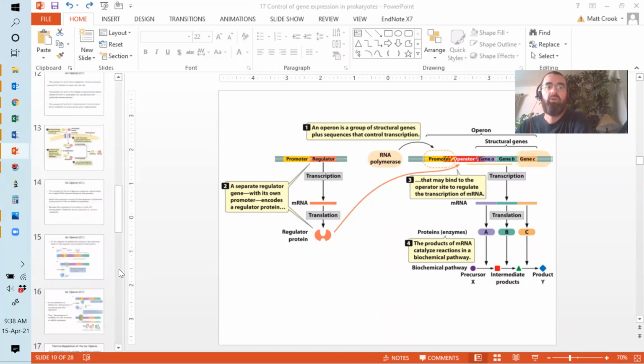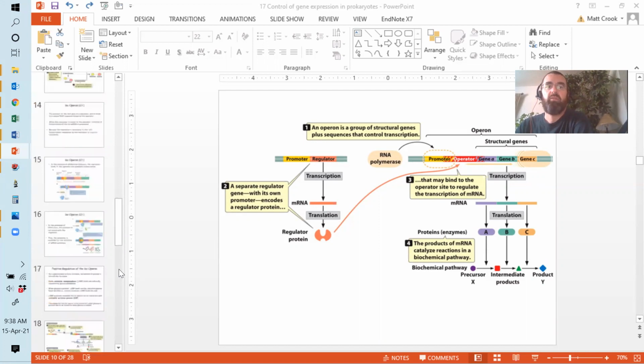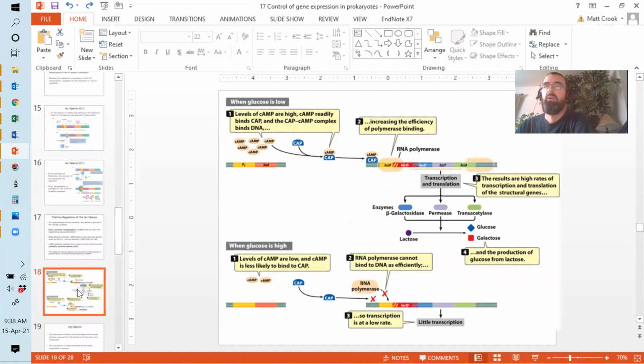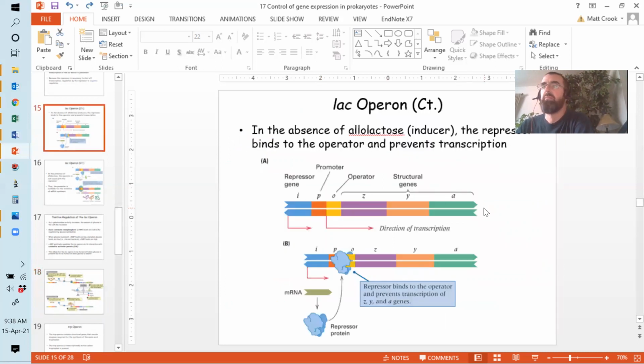So where's a good picture of the lac operon? All right, so this is the lac operon here. Actually, that's a pretty crappy picture. It's too small. This is better. So as with that generic diagram above, there's two parts. There's the operon itself, which has the promoter and operator and the structural genes, right? These are the genes that do stuff.